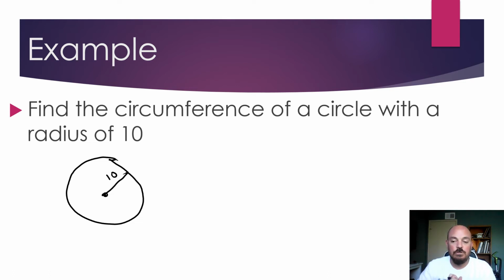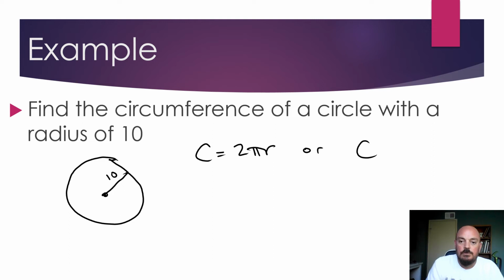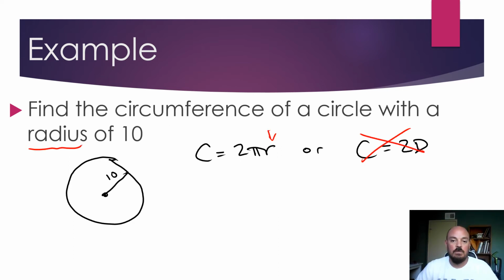So I want to find the circumference. Again, maybe it's a word problem and that's 10 miles. If that radius is 10 miles, how far is it all the way around the circle? Well, what we have is two formulas. Circumference is 2 pi r, or circumference is pi times the diameter. In this question, I gave you the radius, so don't use the diameter formula for this one. Just use the radius one. So for my answer, I'm going to have 2 pi times 10.